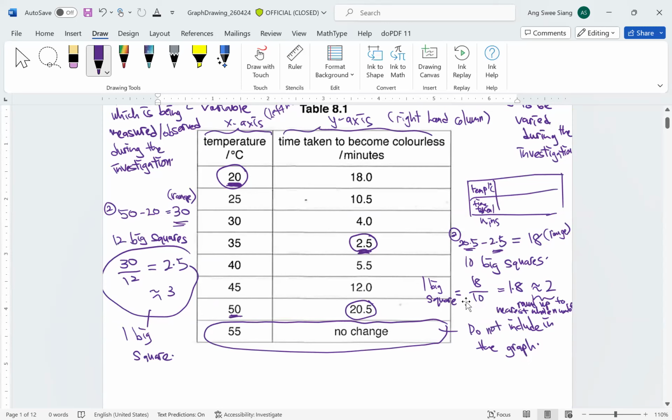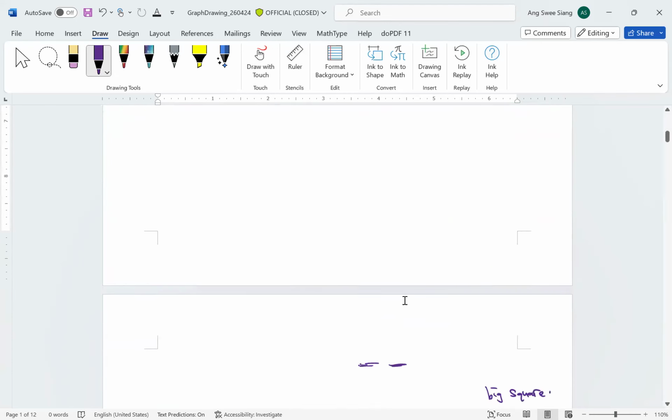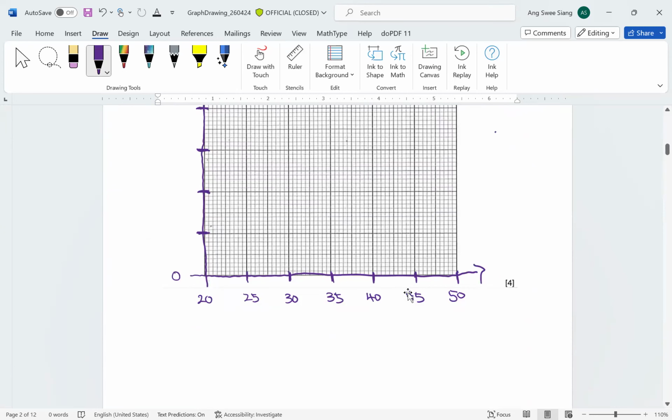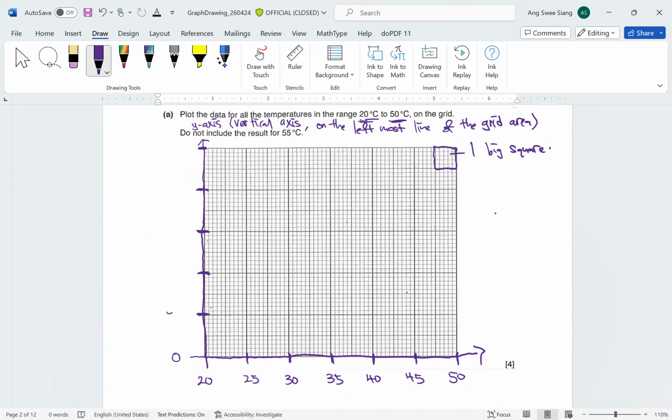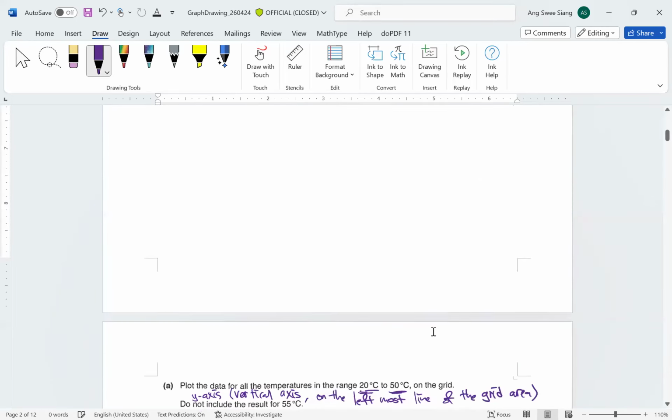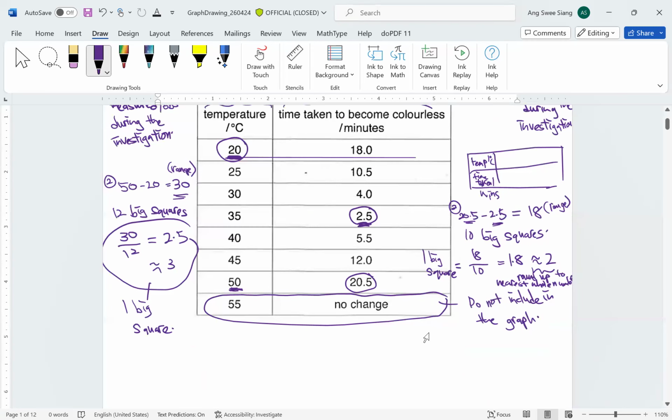Do you realize that I cover the entire range on the grid area, and my graph will not be too small in terms of the x-axis? Now, let's look at the other one. So 2.5, this one will be 5, 10, 15, 20, 25. Again, I managed to cover from 2.5 to 20.